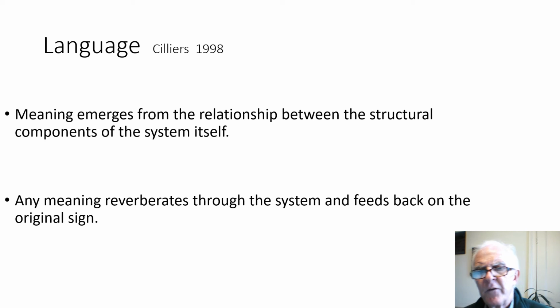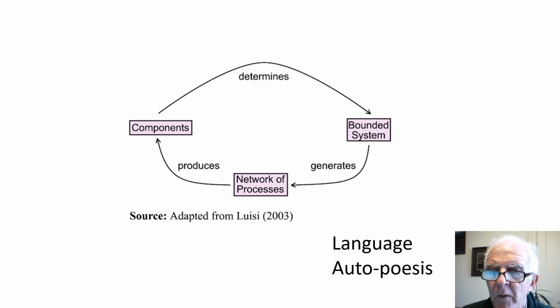It has been suggested that meaning emerges from the relationships between the structural components of the system itself. So words come together, they self-organize, and what emerges are new meanings, which then track back to the original words from where they came. So there's no actual meaning to a word. It's a recursive system, and any meaning reverberates through the system and ultimately feeds back on where it came from. So we can suggest that language is an autopoietic, self-organizing system. Our language is the bounded system which can change. It sets up these interacting words which form processes, which lead to new words, which again change the boundary.